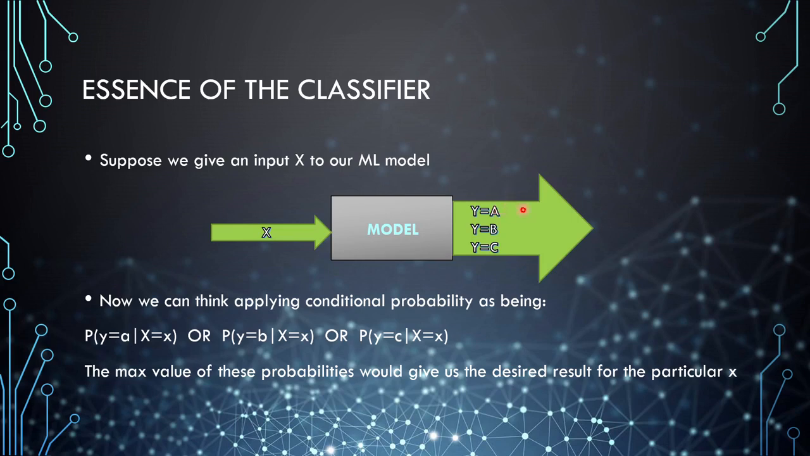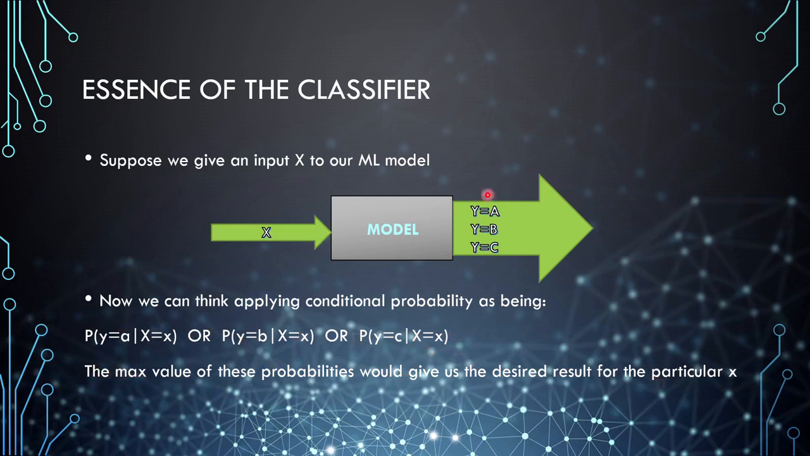So assume there are three classes, so y would give any one of the three outputs, given that the input is x. Now we can think of applying conditional probability as probability y equals a given that the input is x equals small x, or probability of y equals b given that we have a corresponding input. So we can calculate these kinds of probabilities with Bayes theorem, because that looks similar, and the maximum value of these three probabilities would give us the desired result for a particular x.